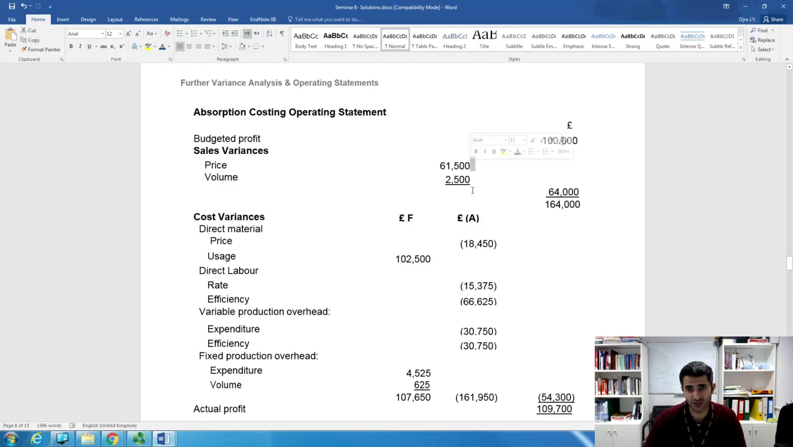So this is, of course, favorable. This is why it's positive. So it treats positive, favorable as a positive number, and adverse as a negative number. But both of them, if you go back to the answers, these are positive. So the total is 64,000. So 100 plus 64 equals 164,000.